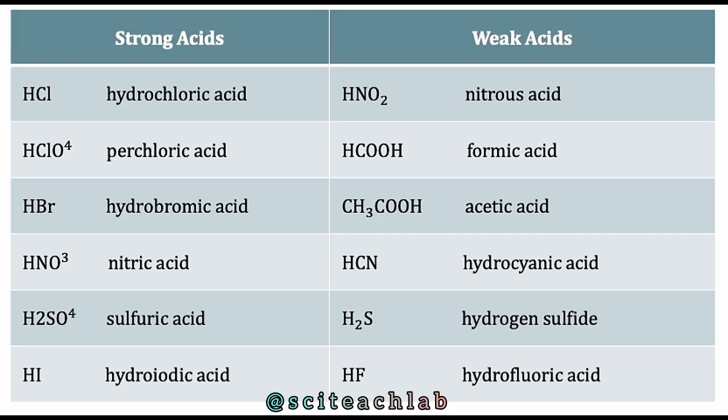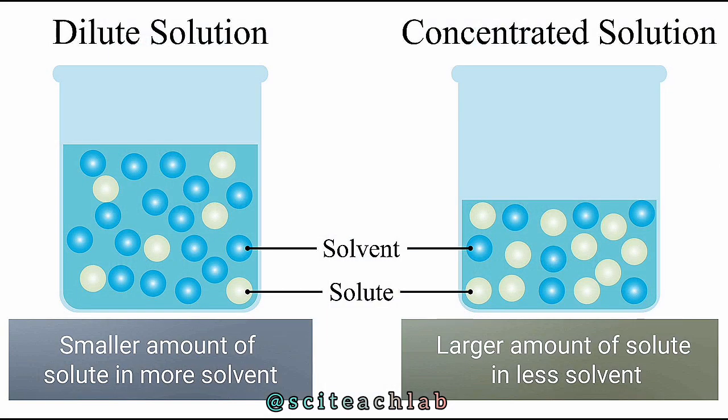Strong acids: hydrochloric acid, H2SO4, H2SO3. And then weak acids: formic acid, nitric acid. No, nitric acid is not. Acetic acid, ethanoic acid, all those are derived from plants, and they are weak acids.